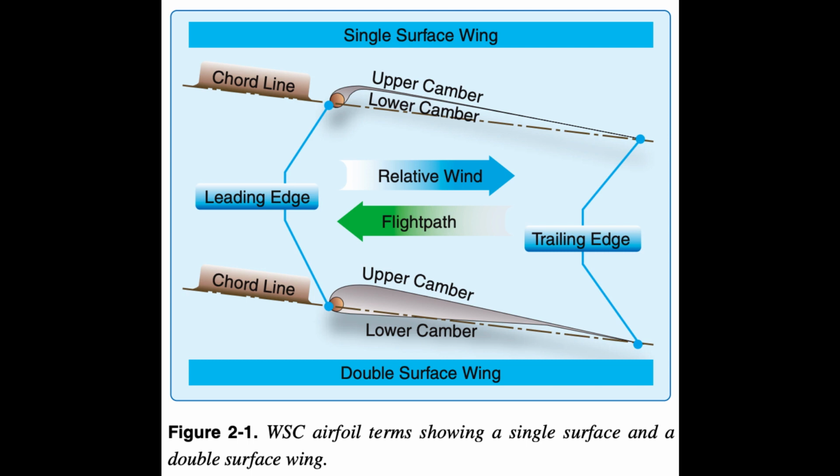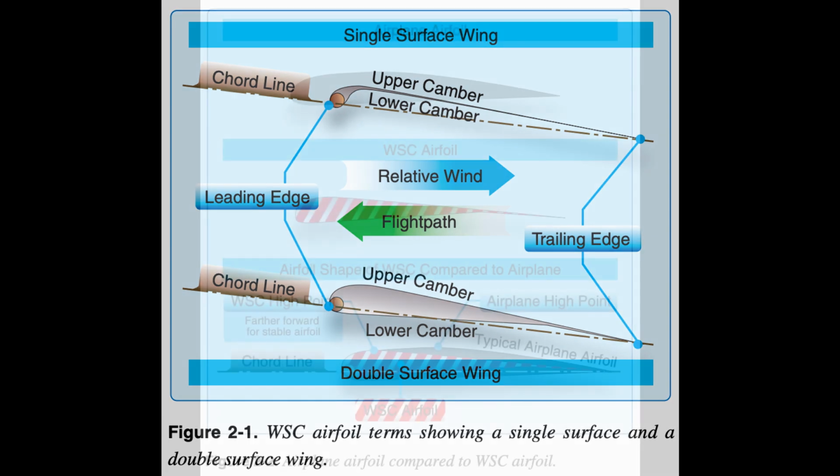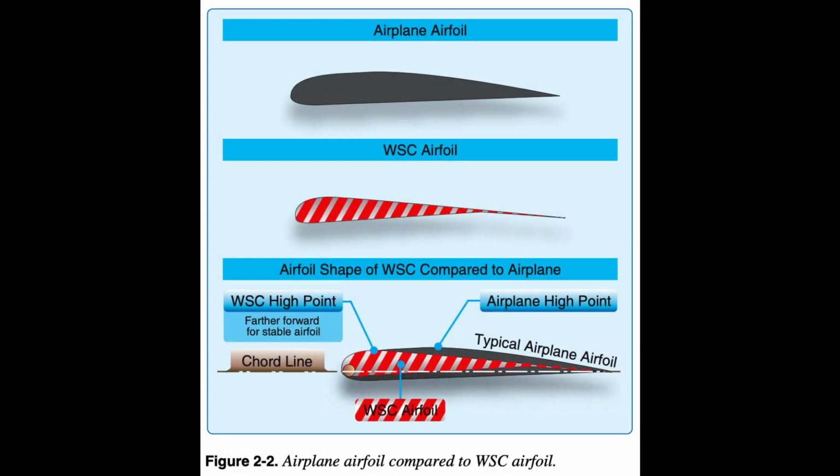The leading edge is the forward edge of the airfoil, and the rear edge of the airfoil is called the trailing edge. The chord line is an imaginary straight line drawn from the leading edge to the trailing edge. The WSC airfoil typically uses a different camber with the airfoil high point farther forward than the airplane airfoil, creating a more stable airfoil. Figure 2.2.